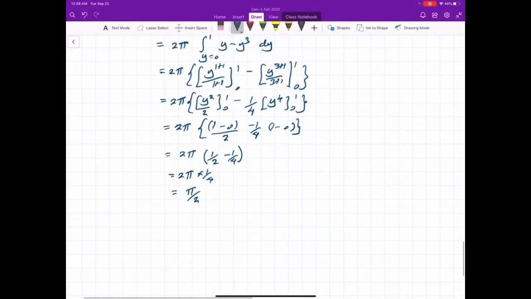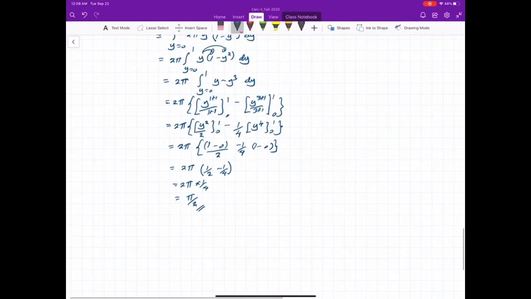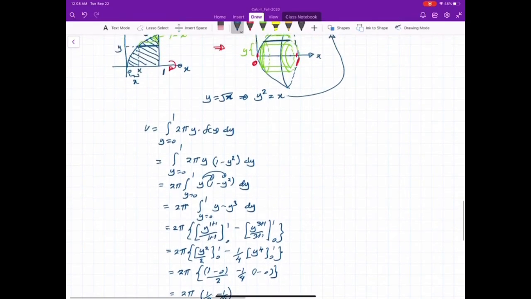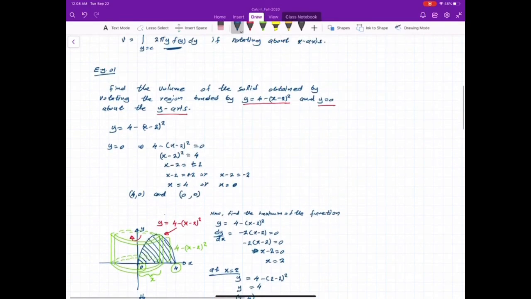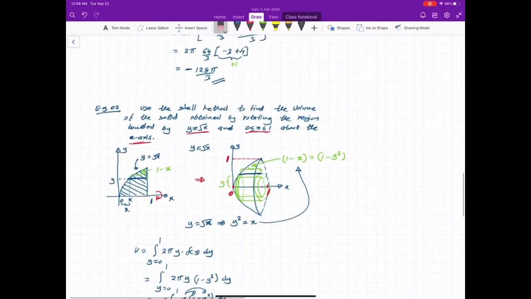All right, so that is the end of that problem. So we discussed two problems. The first problem is rotation about the y-axis, and then we moved to the next case where we discussed rotation about the x-axis. So that is the end of this section.